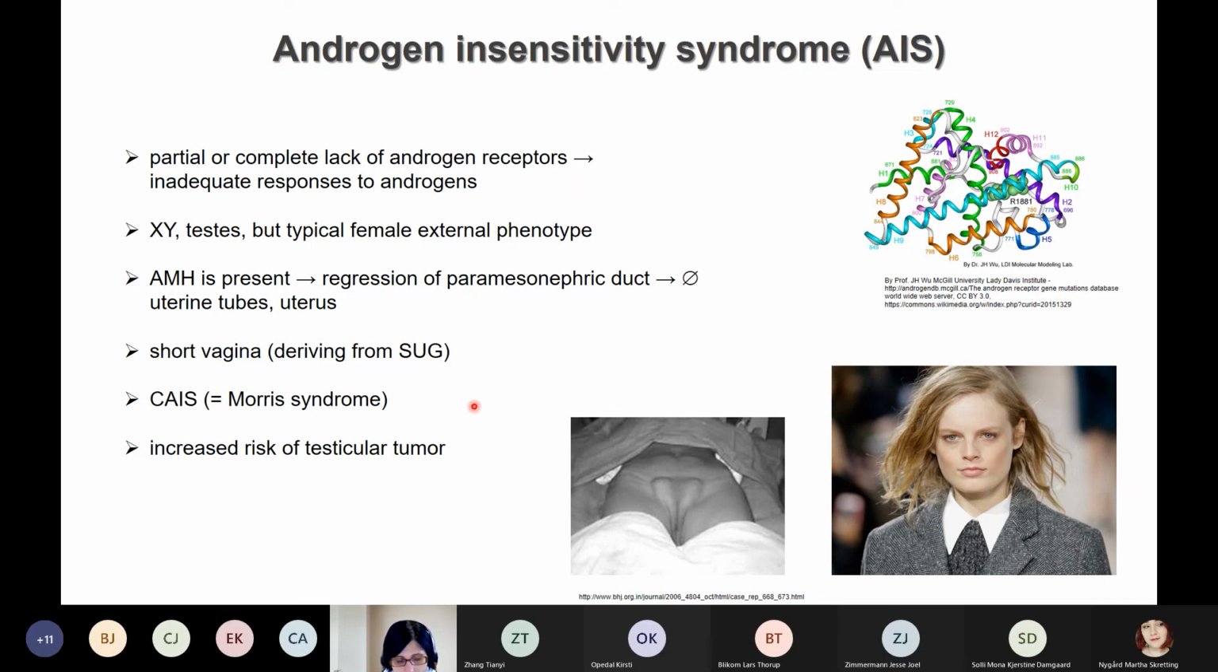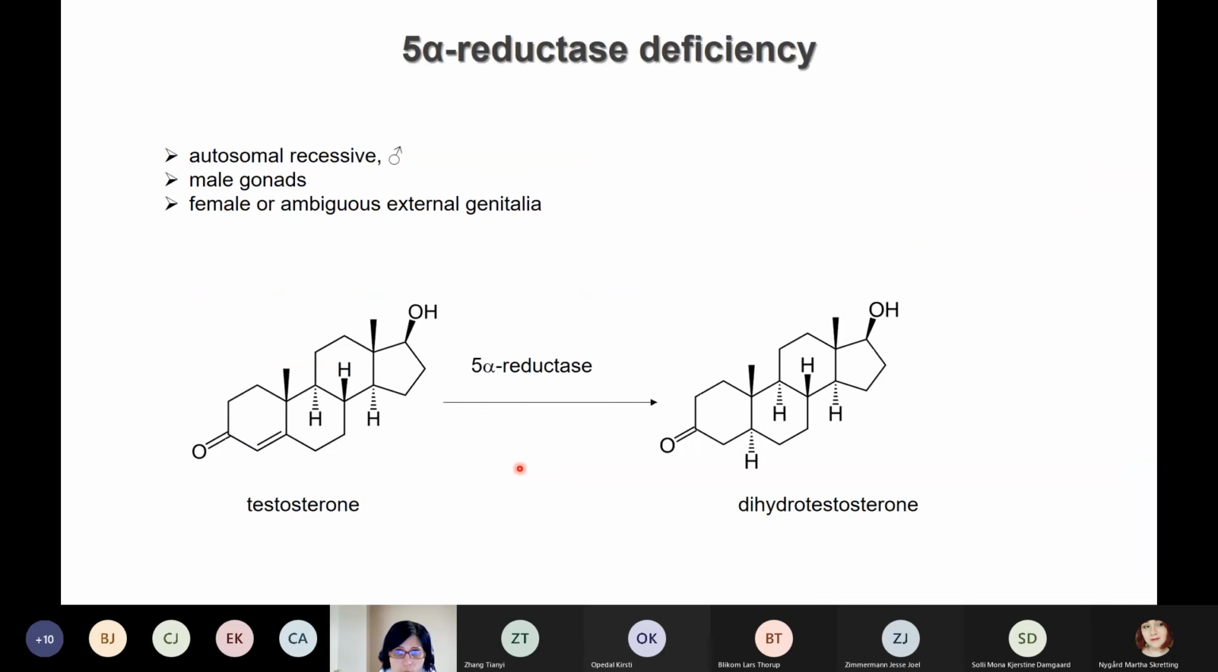Not only is the formation of the internal genitalia affected or disturbed, but the descent of the testes does not happen properly, and they can be either in the abdominal cavity, in the inguinal canal, or somewhere in the inguinal region. Here we see a female patient suffering from swellings in the inguinal region, and it turned out that inside she has two testes. In this case, the testes have an increased risk of tumor formation, and therefore they should be removed.